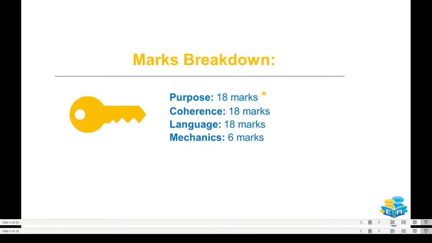For example, if the examiner scores you 12 out of 18 on your purpose mark, then every other mark, your C mark and your L mark, can only be 12 or below. There's no such thing as you get 12 in purpose and 13 in coherence. So that's why I have an asterisk beside the purpose mark. It is vitally important.